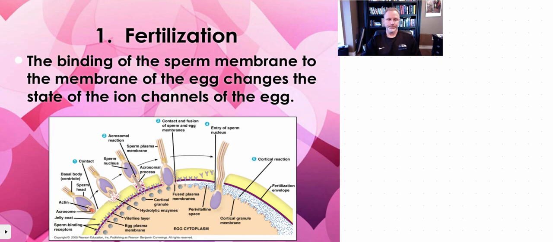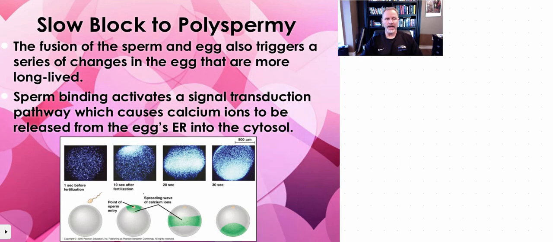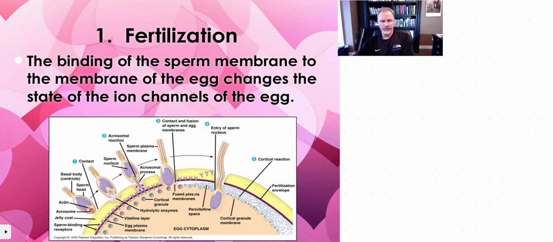Okay, so the binding of the sperm membrane is now going to bring about a whole variety of changes in the egg, and a lot of these have to do with the ion channels opening up and allowing calcium to be released, cortical granules, all sorts of different things are going to occur here. And if you look at the diagram, these sperm receptors are going to start to release. You've got a lot of cortical granules right here that are going to be releasing their substances. And this is ensuring that only one particular sperm is actually going to get into the egg.